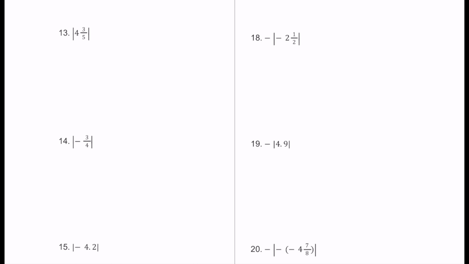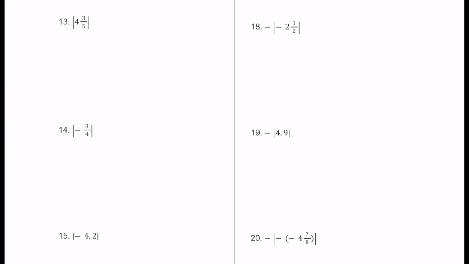Let's check out number 13. For number 13, we have the absolute value of 4 3/5, so the distance from 0 is just going to be positive 4 3/5.